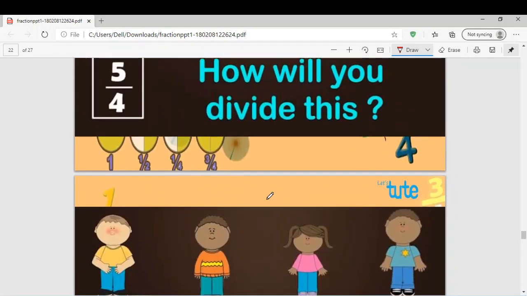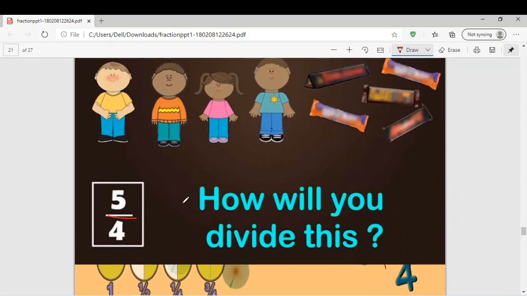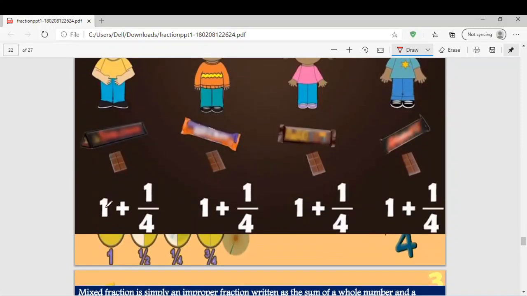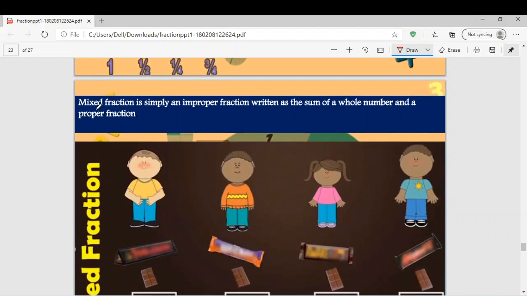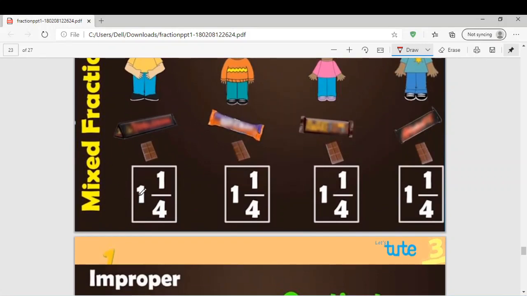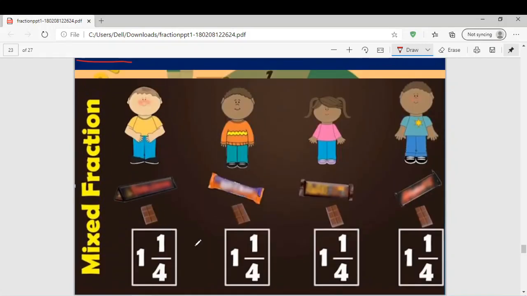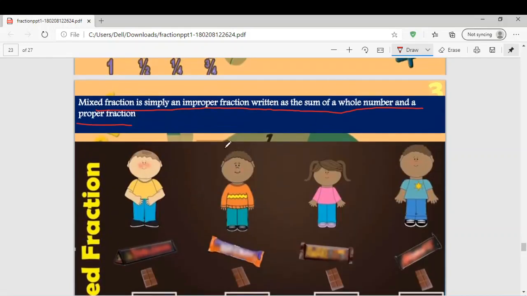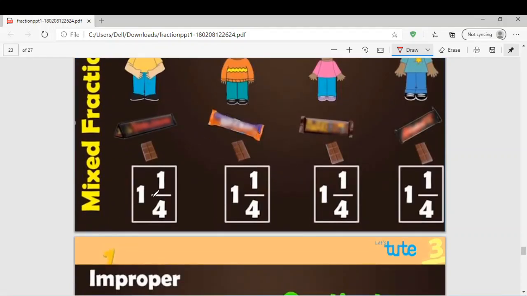So, how will you divide this 5 upon 4? We divide like this. Firstly, we have to change it into a mixed fraction. A mixed fraction is simply an improper fraction written as the sum of a whole number and a proper fraction. It means the combination of a whole number and a proper fraction is called a mixed fraction. Here, see this example, 1 and 1 upon 4. That is an example of a mixed fraction.